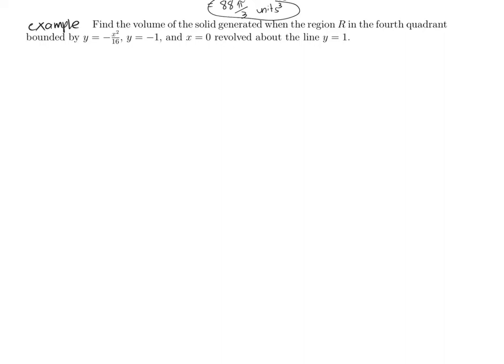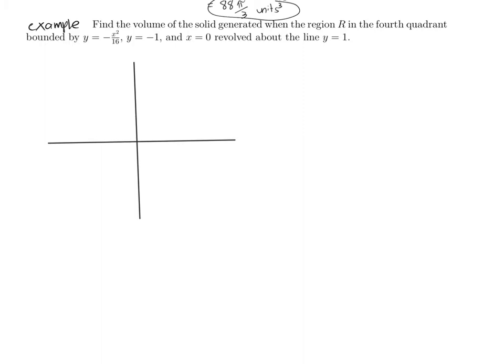So the next example I'm going to work with here is going to be finding the volume of a solid generated when the region R is now in the 4th quadrant, bounded by the graphs of y equals negative x squared over 16, and y equals negative 1, and x equals 0, revolved about the line y equals 1. So let's go through and do this same process.